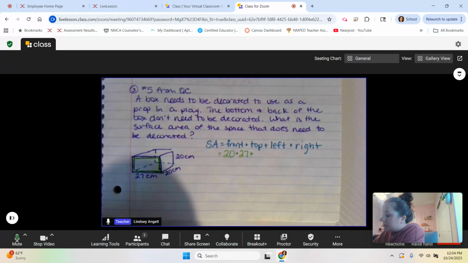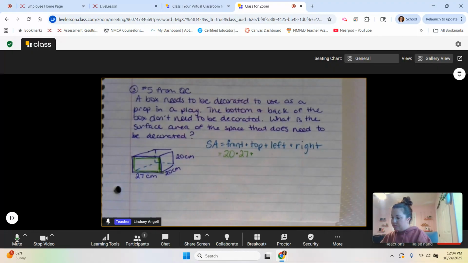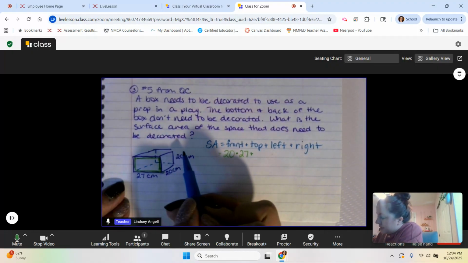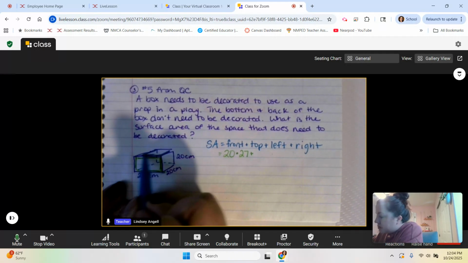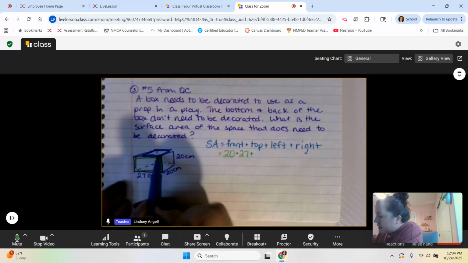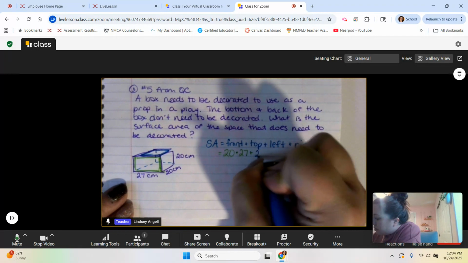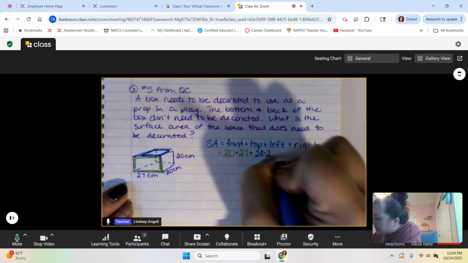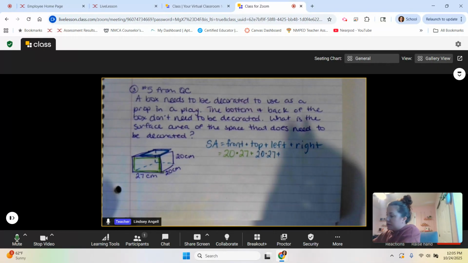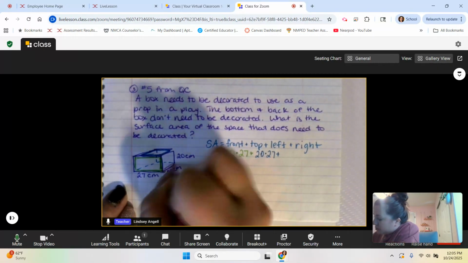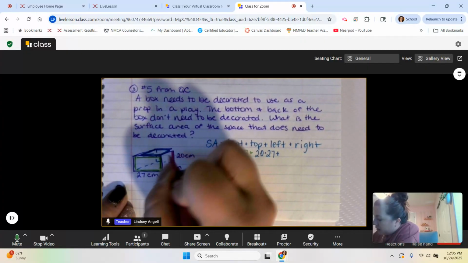Plus, and then let's see, the top, well, that looks like, let's see, that's 20. That's also 20 by 27. Okay, 20 by 27. So, oops, 20 times 27. And then the left and the right, they should be identical also. And maybe we could have already seen this, but it was still good to make sure that we have the right numbers. So for the left, ooh, look at that. It's a cube or a square right here, right?